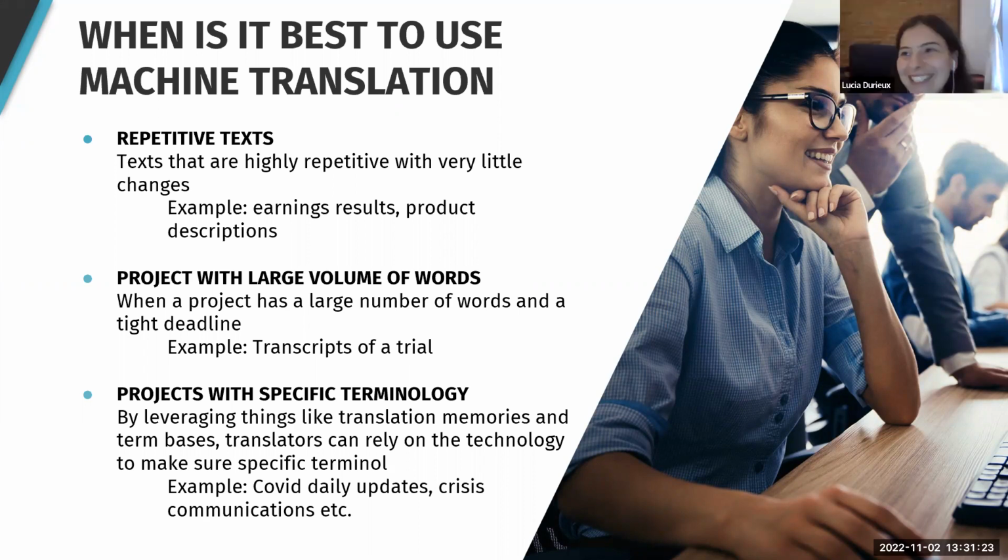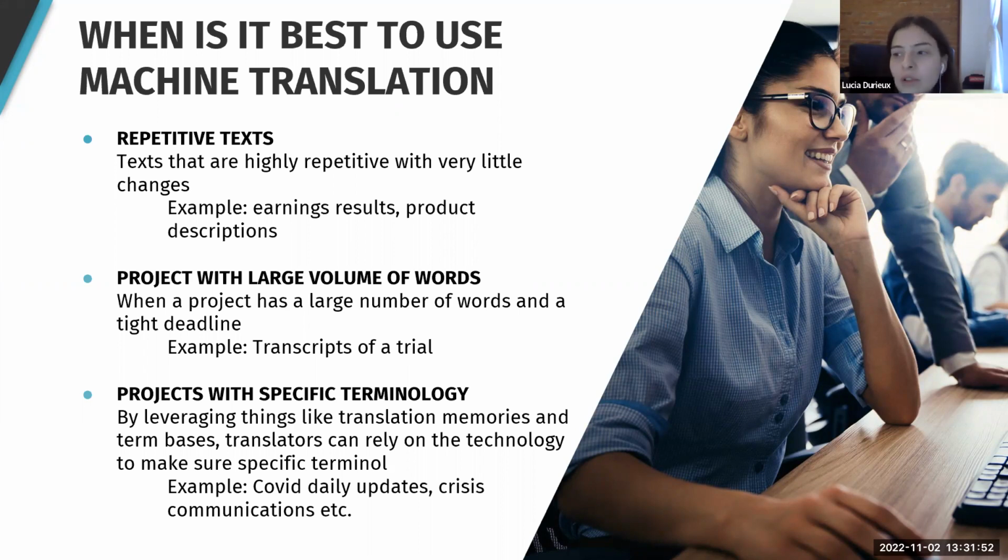Okay, perfect. So when does machine translation truly shine, and where can it be helpful? Repetitive text. If you have text like earnings results, product descriptions, anything that is highly repetitive will work very well with machine translation. Again, we talked about this in the beginning of the presentation. Also anything with a large volume of words.